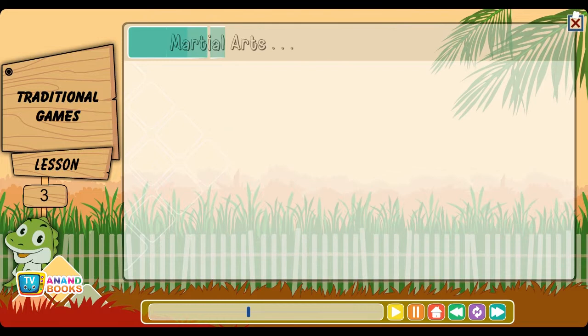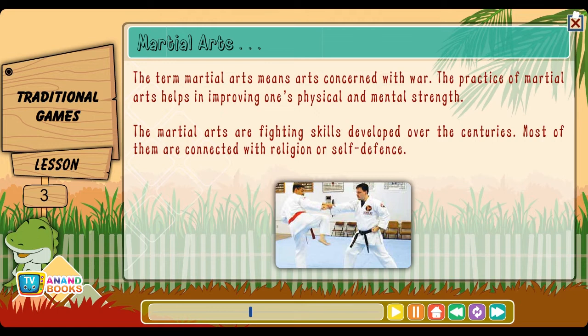Martial arts. The term martial arts means arts concerned with war. The practice of martial arts helps in improving one's physical and mental strength.